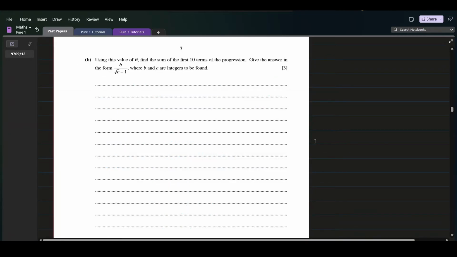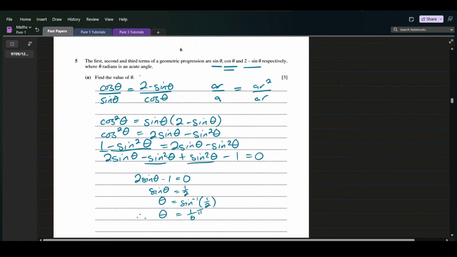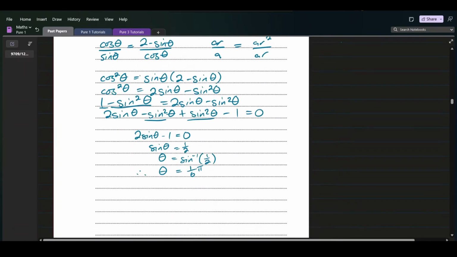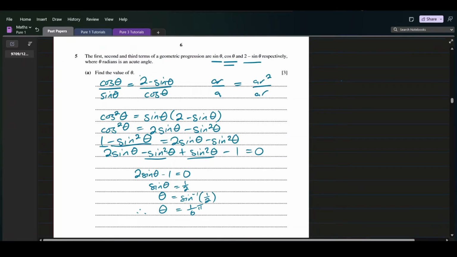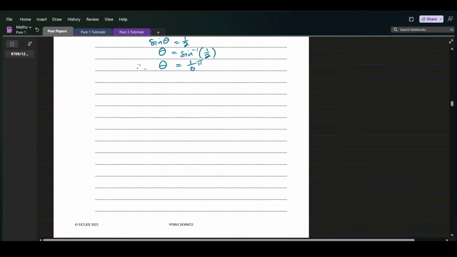Part B. Using this value of theta, find the sum of the first 10 terms of the progression. Give the answer in the form b over root c minus 1, where b and c are integers to be found. Okay, so a was equal to, let's just go back and check. Our first term was sine theta, okay? And we also need an equation to find r, so we can find r by saying cos theta over sine theta.